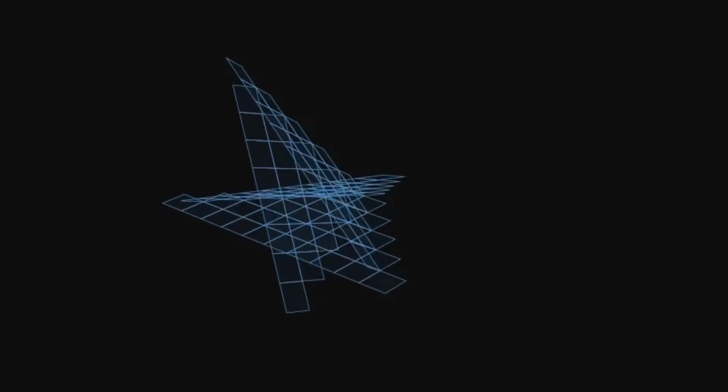Next time, what happens when you fold the plane instead of the line? It gets strange.